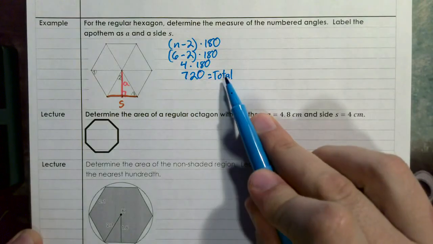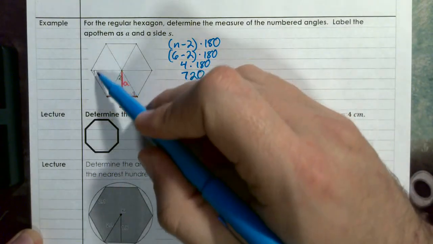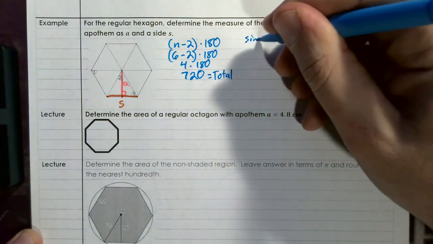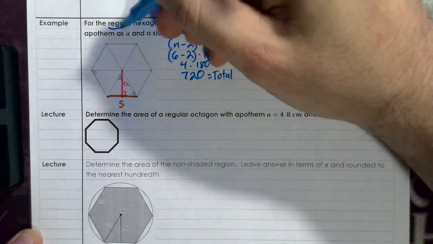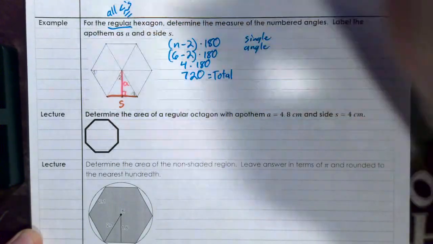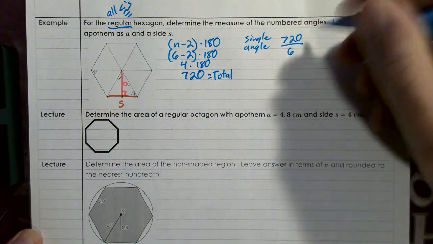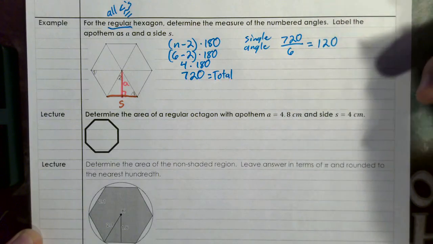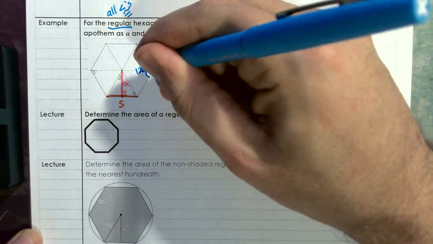If that's our total angles, then each one of these angles has got to be the same. So then each one of these angles has got to be evenly divided. So a single angle, since this one is regular, means that all angles are congruent. We want to take 720 and divide that by 6 to figure out what just one of these angles is going to be. So that's 120 degrees. So this angle right here is 120 degrees.